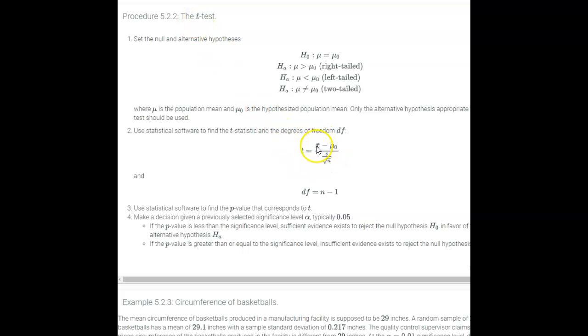We're going to take the sample mean, subtract our null hypothesis on top, divide by the sample standard deviation, divided by the square root of the sample size. That gives us our t-test statistic, and then there's a formula in Excel that gives us the p-value for that. So I'm going to show all of that.